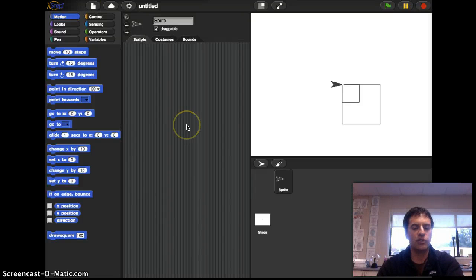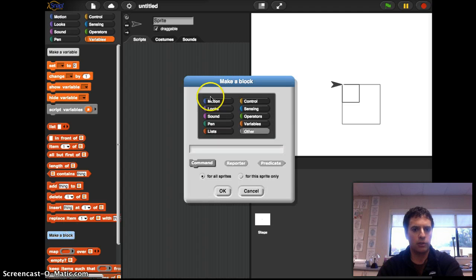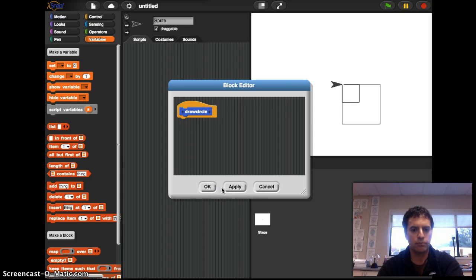Okay, now I'm going to write another function to draw a circle. I've already got my square one. So again, I'm going to click on variables and I'm going to make a block. It's going to be a motion block, draw circle. It's available for all sprites. I'm going to put in something called radius.